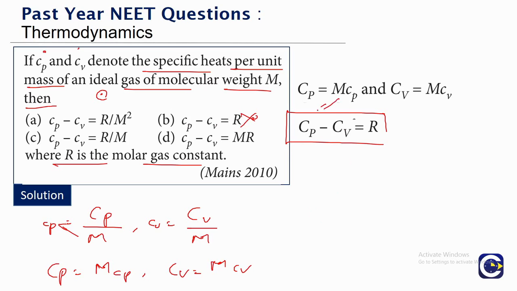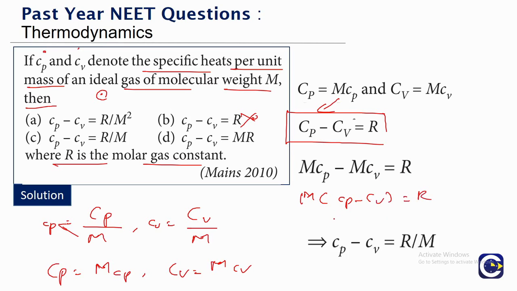Now we'll just substitute in place of capital Cp, molar mass into small Cp. Here also, molar mass into small Cv, that is equal to R. Okay, so if you take out the m common, small Cp minus small Cv is equal to R. So from here, the Cp minus Cv will be equal to what? We'll just take the m to the other side. It will go to the denominator. It will be equal to R by m. So what is the correct answer for this? It is option C.